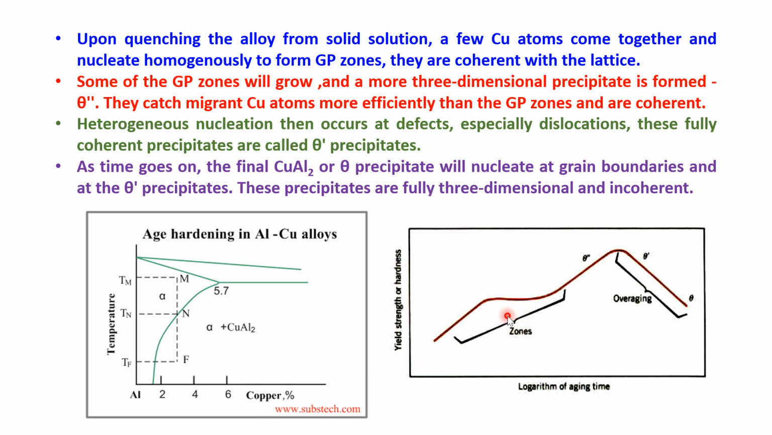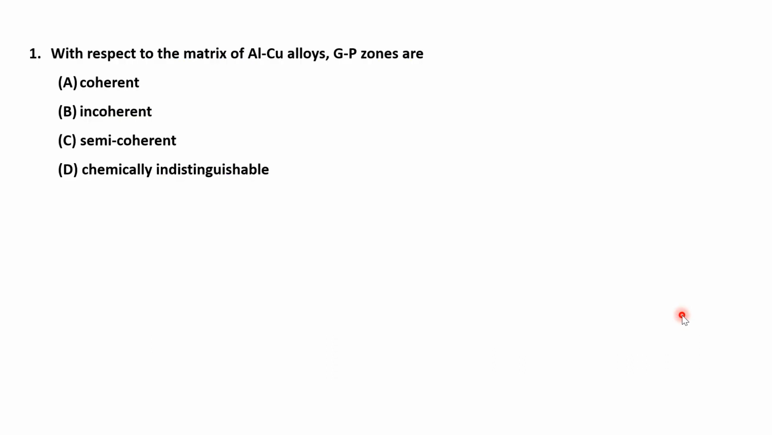So these are our GP zones, and then they will form theta double prime, then theta single prime, and finally theta. So we have said that GP zones are coherent in nature, theta double prime is coherent in nature, theta single prime is also coherent in nature. Finally, theta precipitate will be incoherent in nature. So back to our question. With respect to the matrix of aluminum copper alloys, GP zones are.